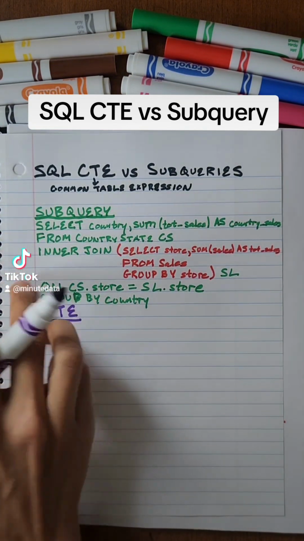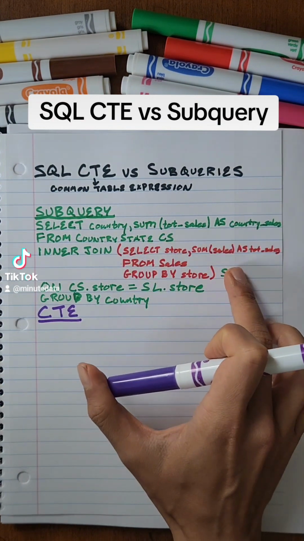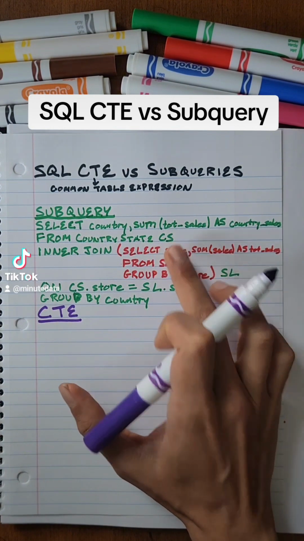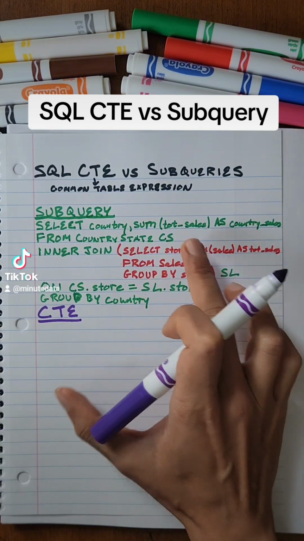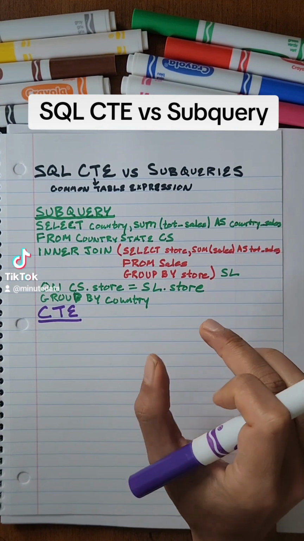So here in this first section, we're going to discuss subqueries. In this section, we have a subquery, that is a query within a query, where we're looking at sales data by store, and we're aggregating the sales to get total sales. So the output of this table will be a column called store and another column called total sales, which is going to be grouped by the store.